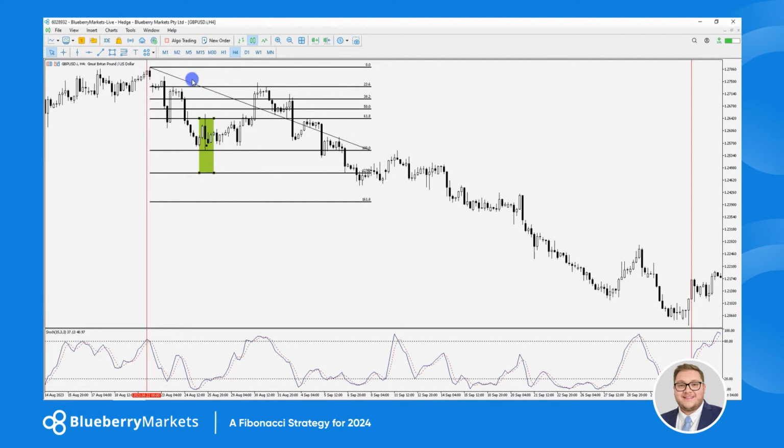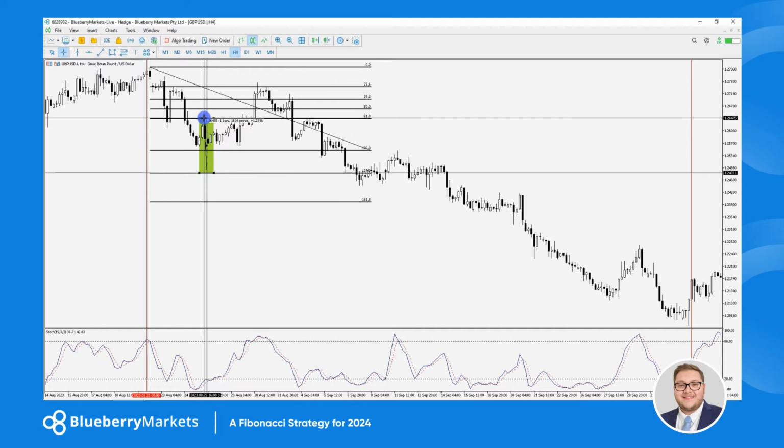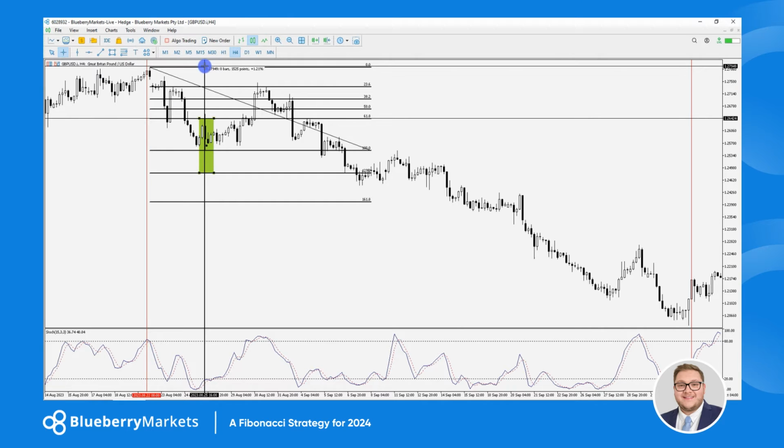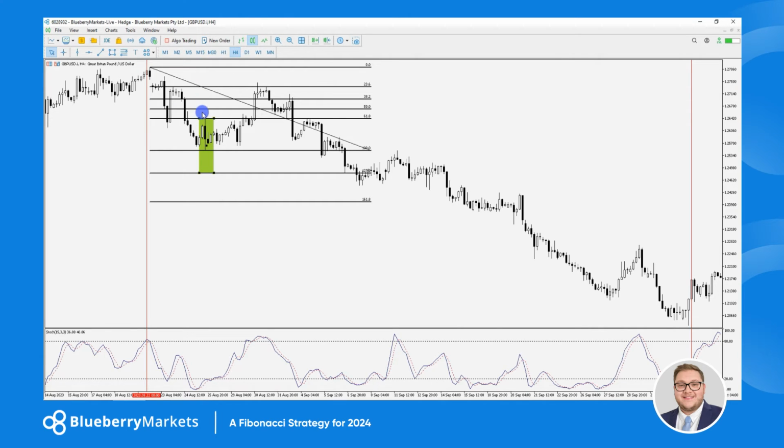So what we're trying to identify is that on this move down here, we want to be looking for the 61.8 as a reaction point with a sell limit. And you can see that the distance from the 127.2 extension is 160 pips. If I then drag this up to the 0 line, you can see it's around about 150 pips. So where our stop loss now goes is from the 61.8 up to that 0 line.